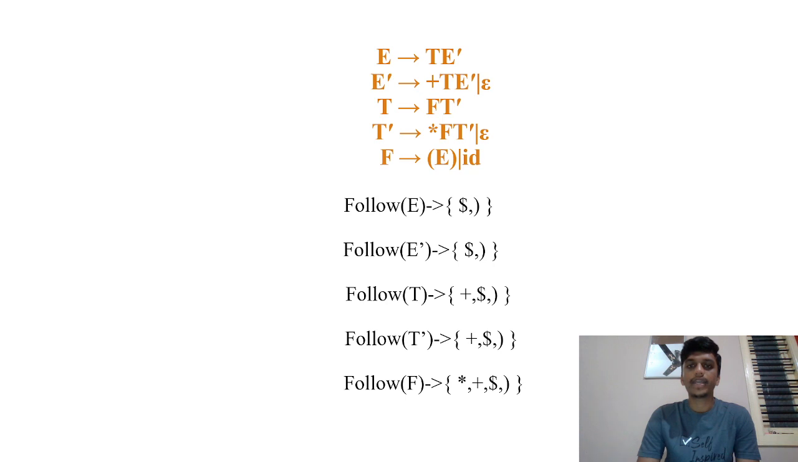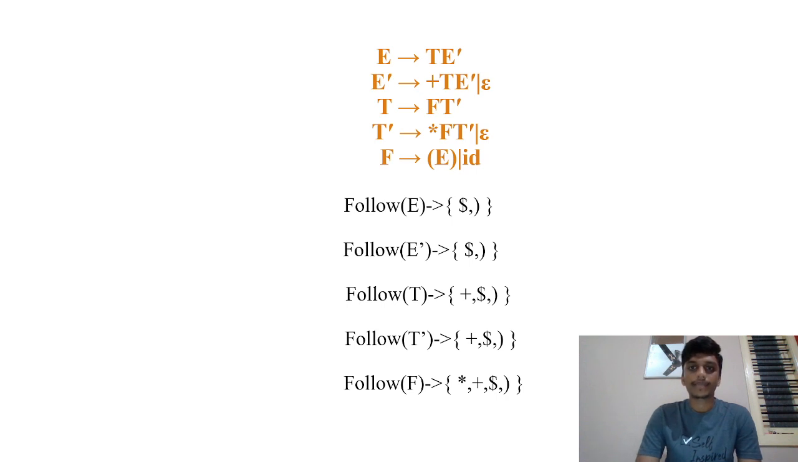Now follow of T. Follow of T we have to construct. We have to see wherever the T is present in the right hand side. T is present in two productions, that is E and E dash. So we'll get the output as plus, dollar and close parenthesis for follow of T. Now we have to construct follow of T dash. Follow of T dash we'll get as plus, dollar and close parenthesis.